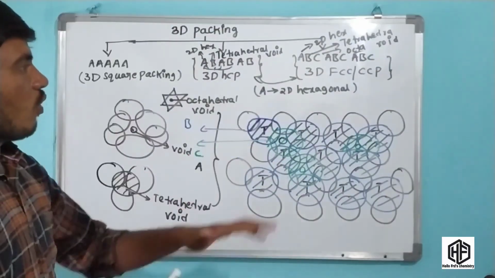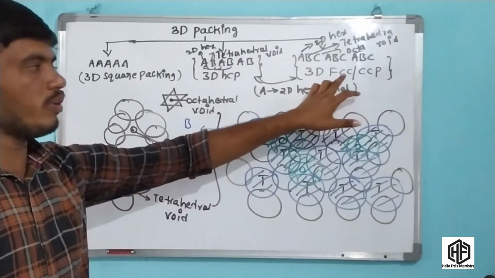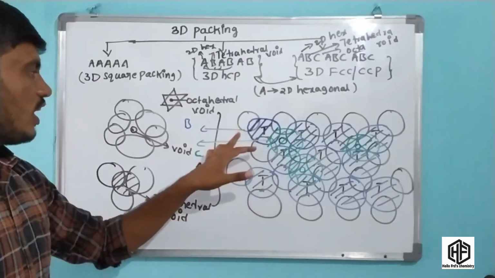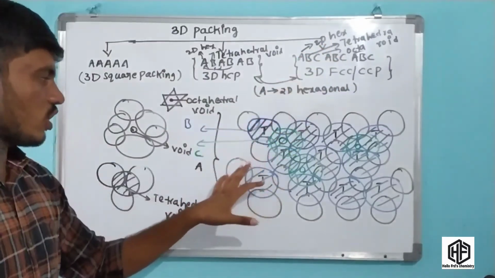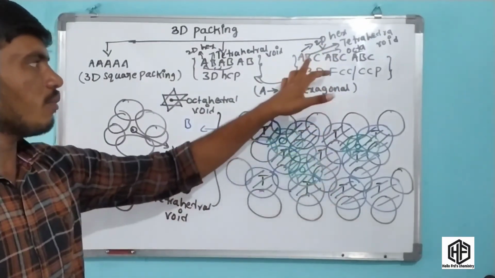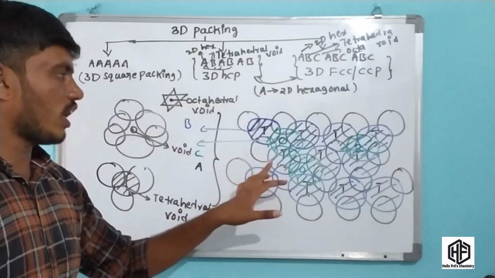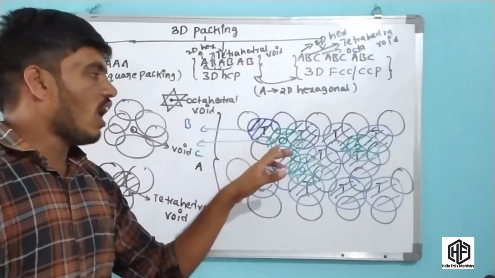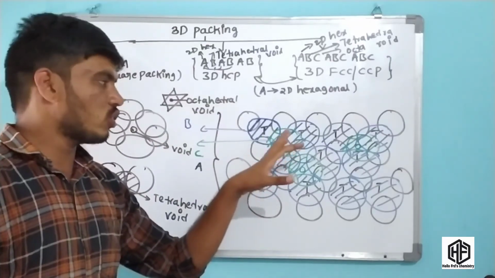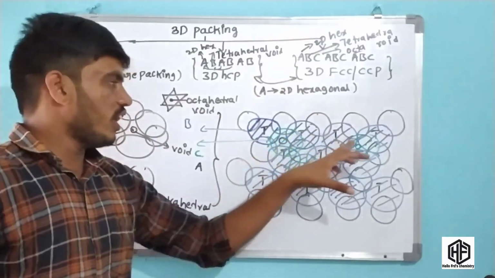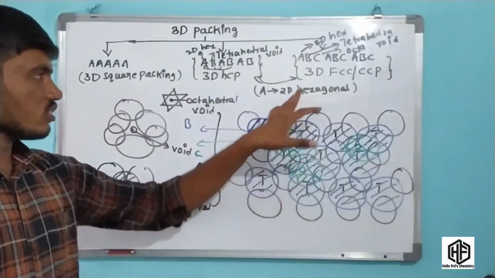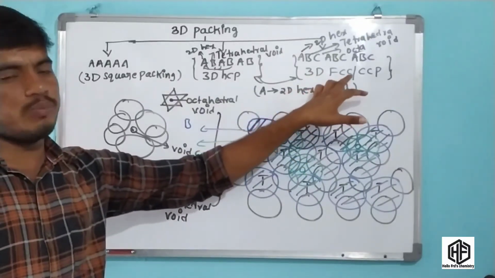Okay friends, what is three-dimensional face-centered cubic close packing? The first layer is the two-dimensional hexagonal layer, represented like this. B is the tetrahedral layer, represented by this blue color, and the C layer covers the octahedral voids in the arrangement of atoms. This is called three-dimensional face-centered cubic close packing.